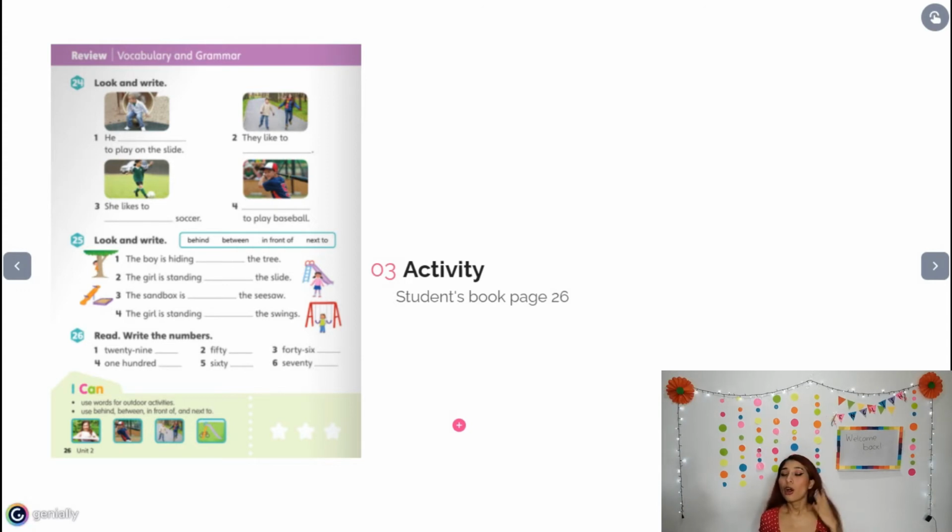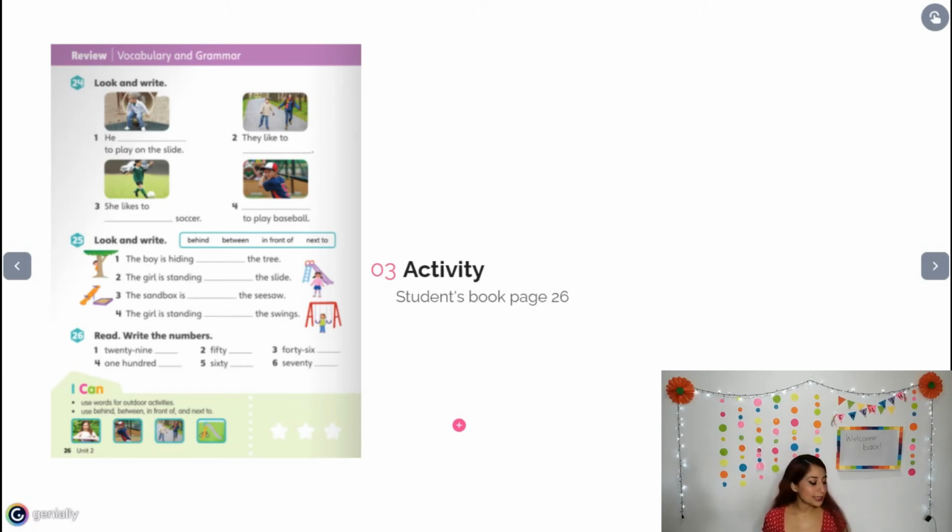Remember, you have 4 sentences and you also have 4 options: behind, between, in front of, and next to. Okay, you need to complete with these 4 prepositions of place.